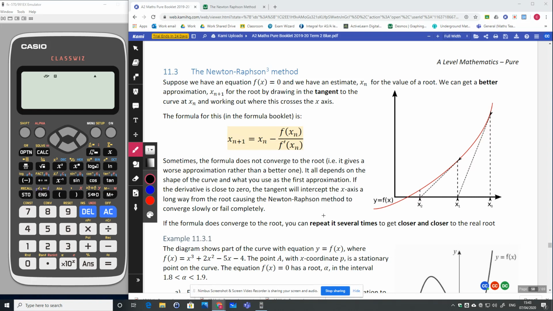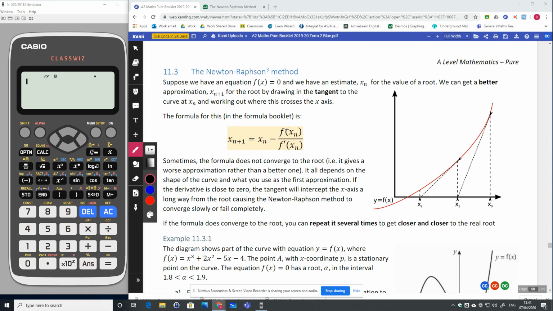11.3, the Newton-Raphson method. A2 Pure Maths, chapter 11 is numerical methods. So the Newton-Raphson method is another example of a numerical method, again using an iterative formula. So this is the formula that we've got here. We've got x of n plus 1, and then we've just got xn on this side.